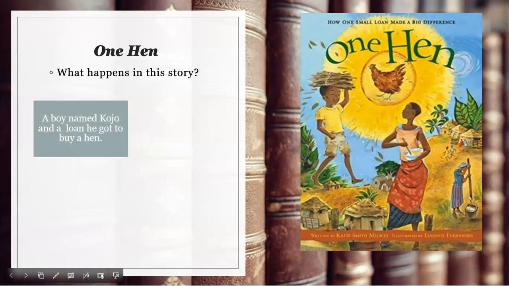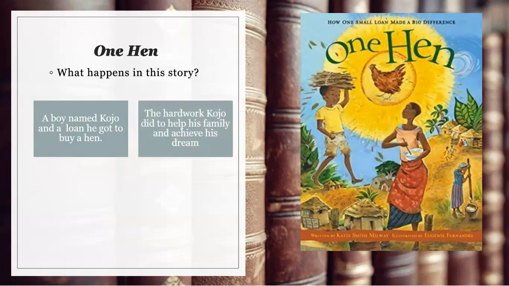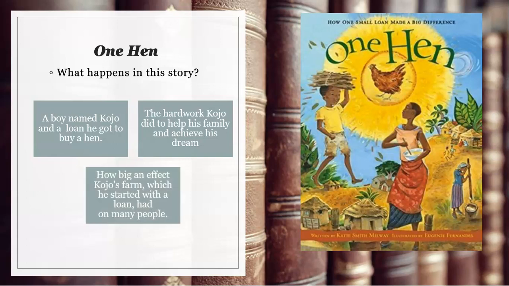A boy named Kojo and a loan he got to buy a hen. The story is also about the hard work that Kojo did to help his family and achieve his dream. And finally, and maybe most importantly, the story is about how big an effect Kojo's farm, which he started with a loan, remember, had on many people throughout his family, close co-workers, and eventually his community and country.